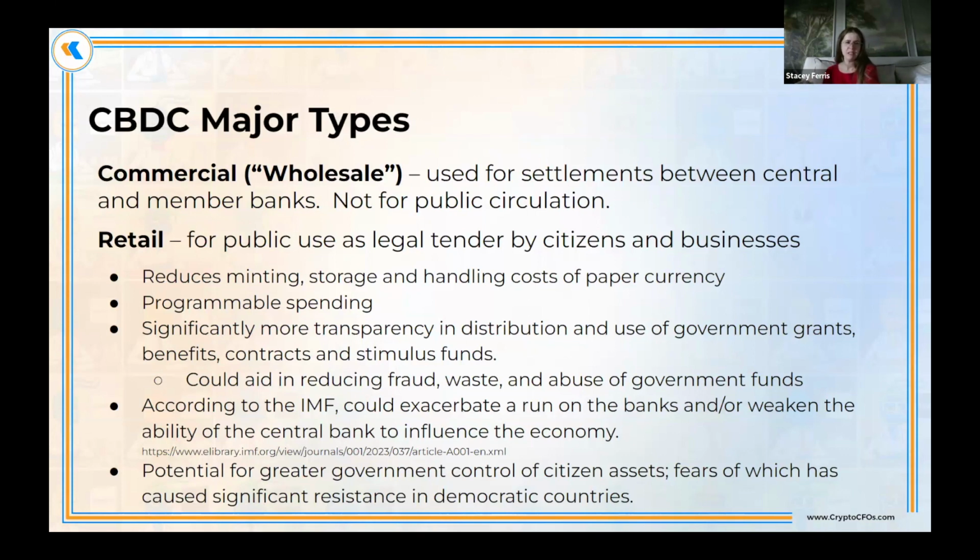And that's where you kind of look at a CBDC and say, maybe we could avoid this problem using a CBDC. Now, according to the IMF, a CBDC could exacerbate a run on the banks, or it could weaken the ability of the central bank to influence the economy, which is kind of counter to common wisdom out there, which says, well, if you have a CBDC, the government's going to control all your citizen assets. There's fears that it's going to make it where you have less privacy. And I really can't speak to that. It really depends on the specific setup and the variables that go into building a specific CBDC. There's a lot of room for either providing more privacy or more government control. And that's the source of all the controversy over CBDCs.